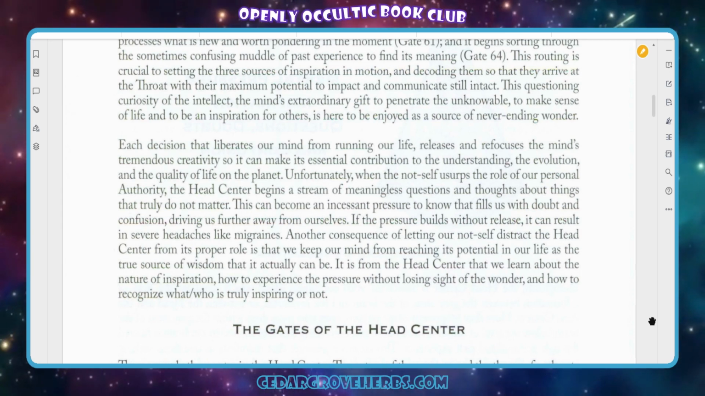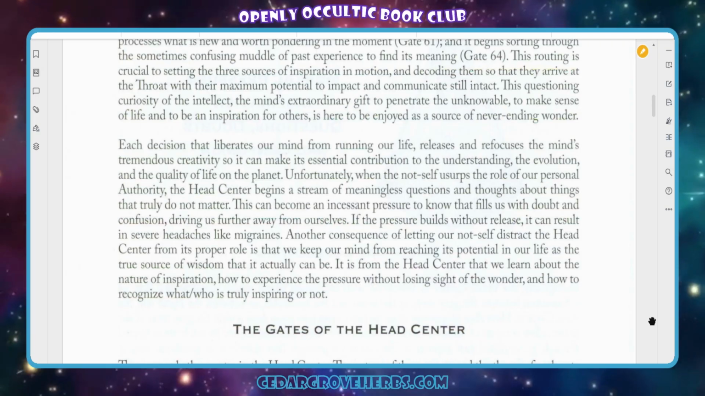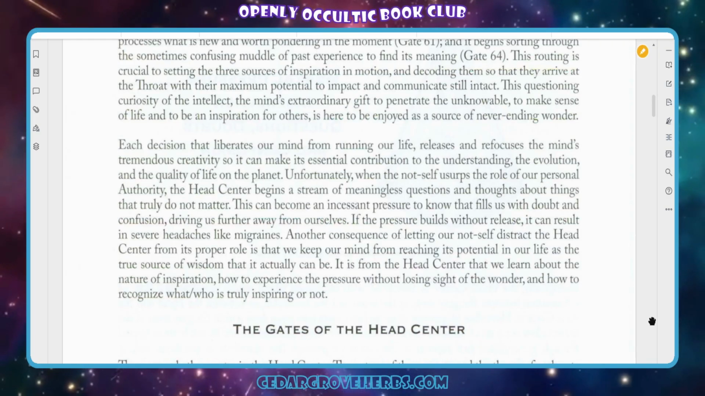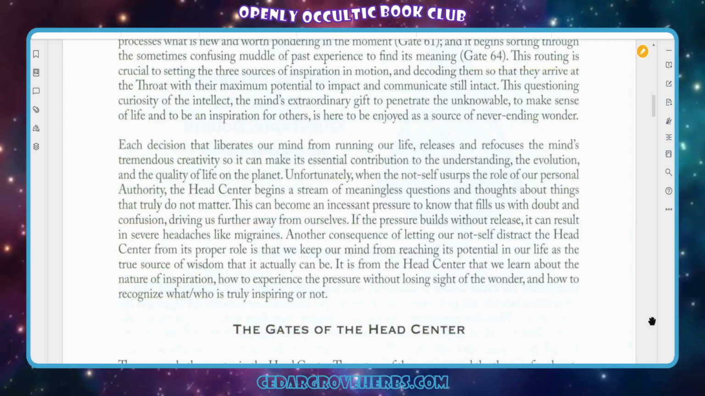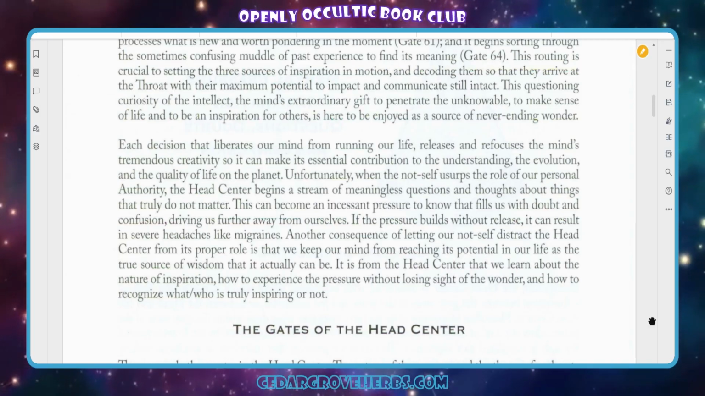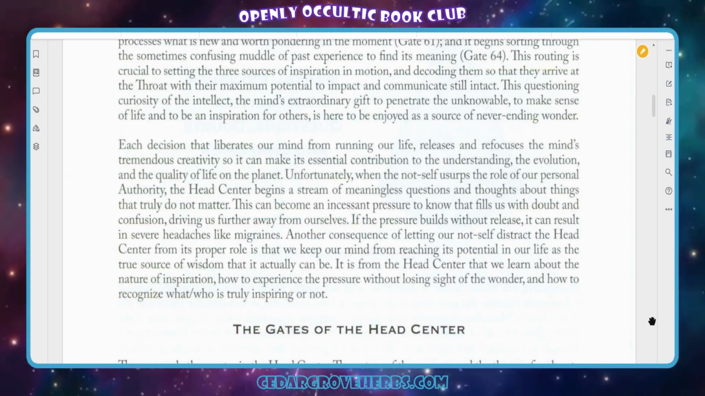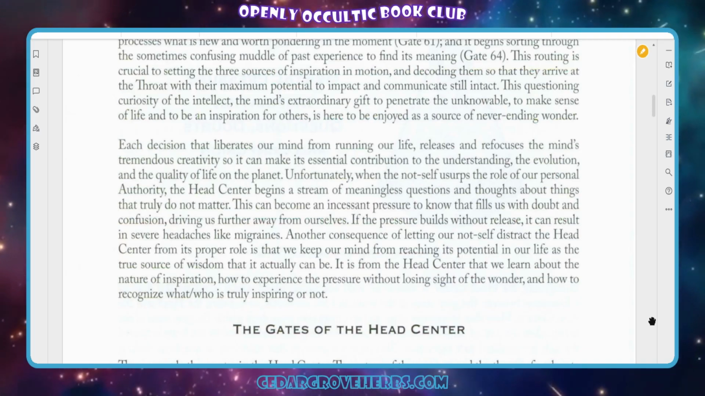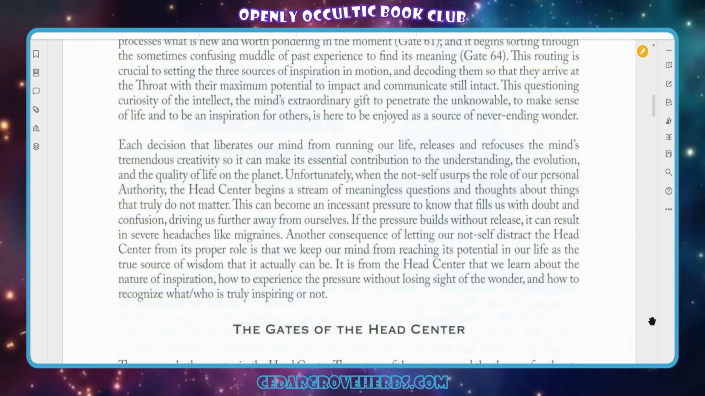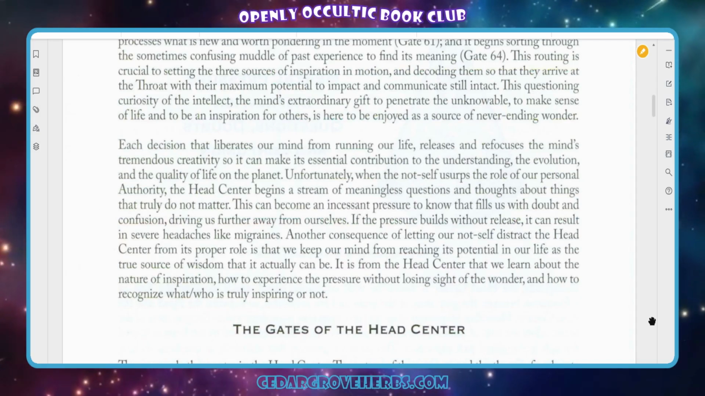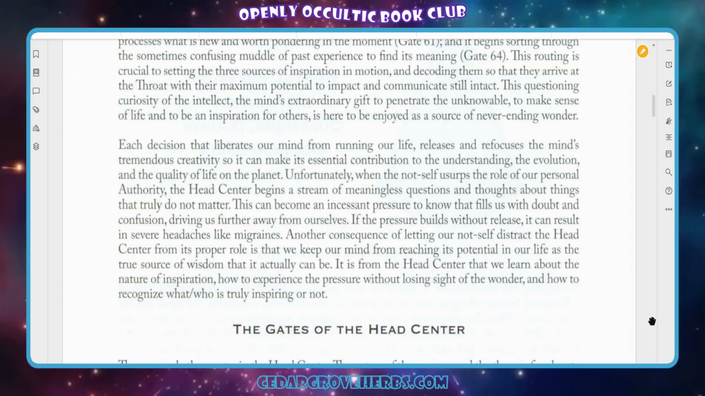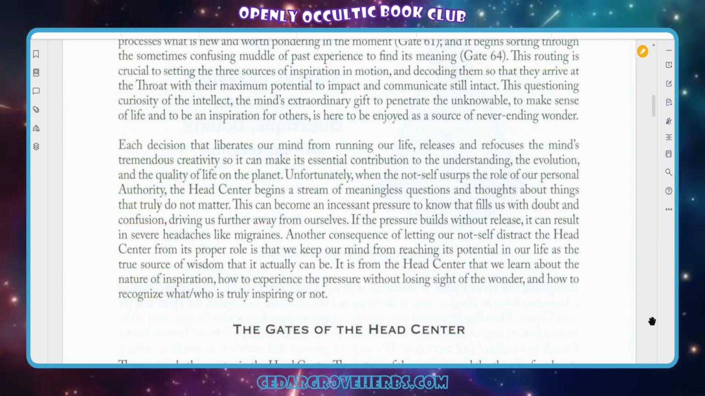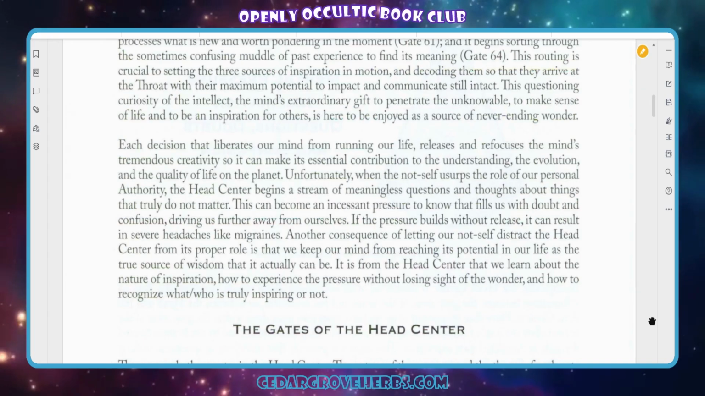Unfortunately, when the not self usurps the role of our personal authority, the head center begins a stream of meaningless questions and thoughts about things that truly do not matter. This can become an incessant pressure to know that fills us with doubt and confusion, driving us further away from ourselves. If the pressure builds without release, it can result in severe headaches like migraines.